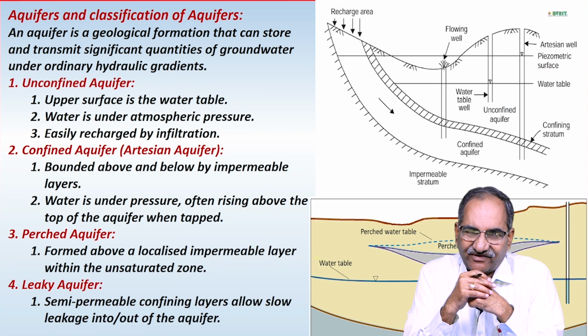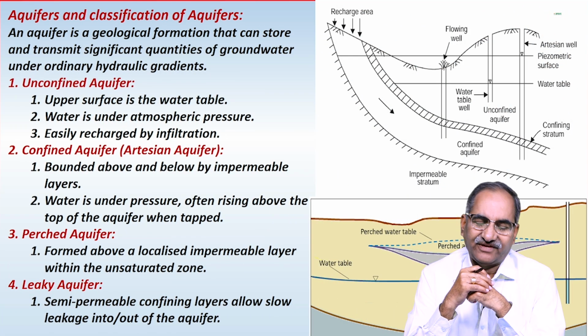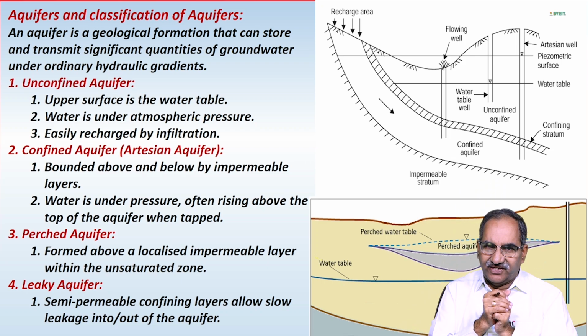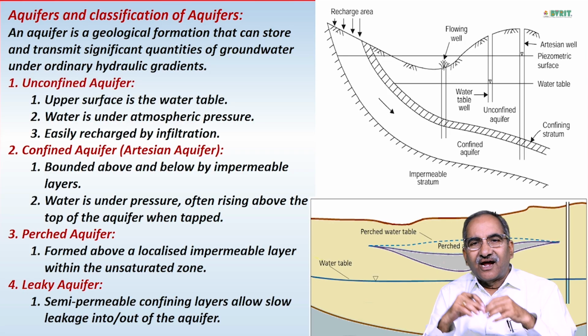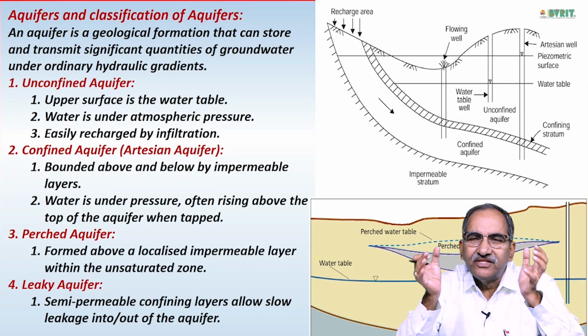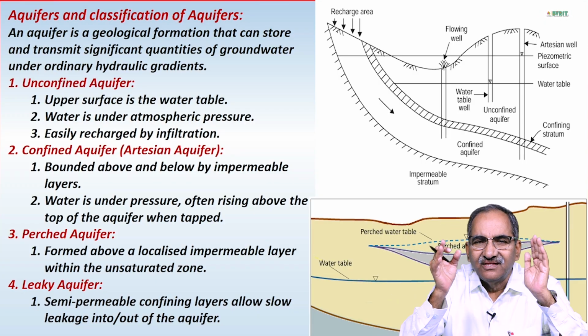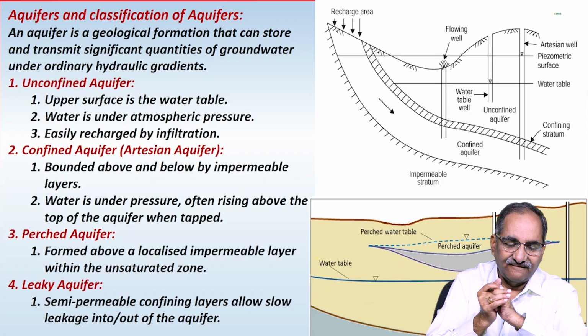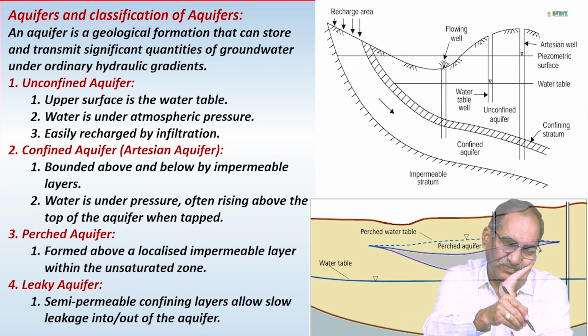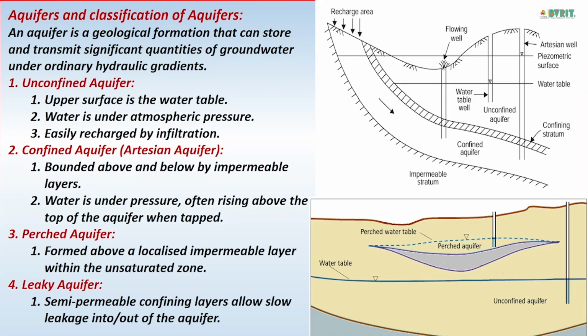How can we classify aquifers? An aquifer is a geological formation that can store water and can transmit water in significant quantity. That means this is the water which can be used. This is the usable groundwater, right? These aquifers can be classified broadly into four. Out of these four, the first and second are the common ones. The third and fourth are only given for definition's sake.